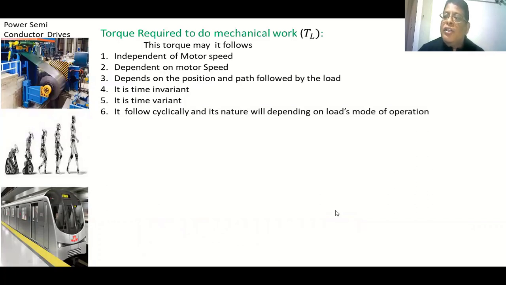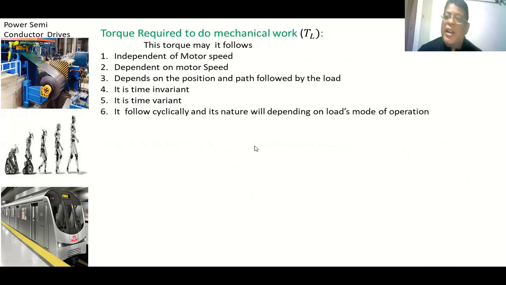Next, the third component is the torque required to do the mechanical work. This is the important component in a load torque. This torque depends on the nature of the load. Sometimes it is independent of the motor speed. In some cases, it depends upon the motor speed. It also depends on the position, how the load is following the path.